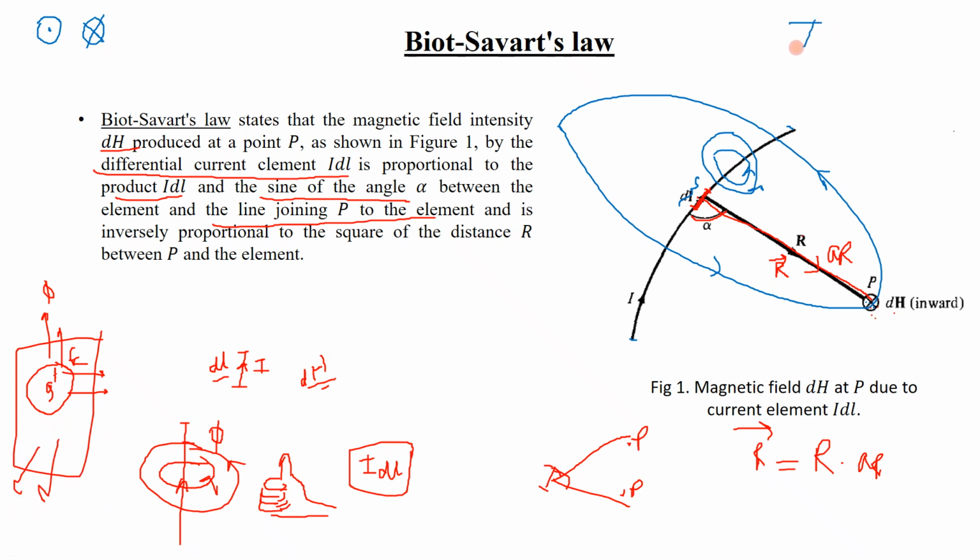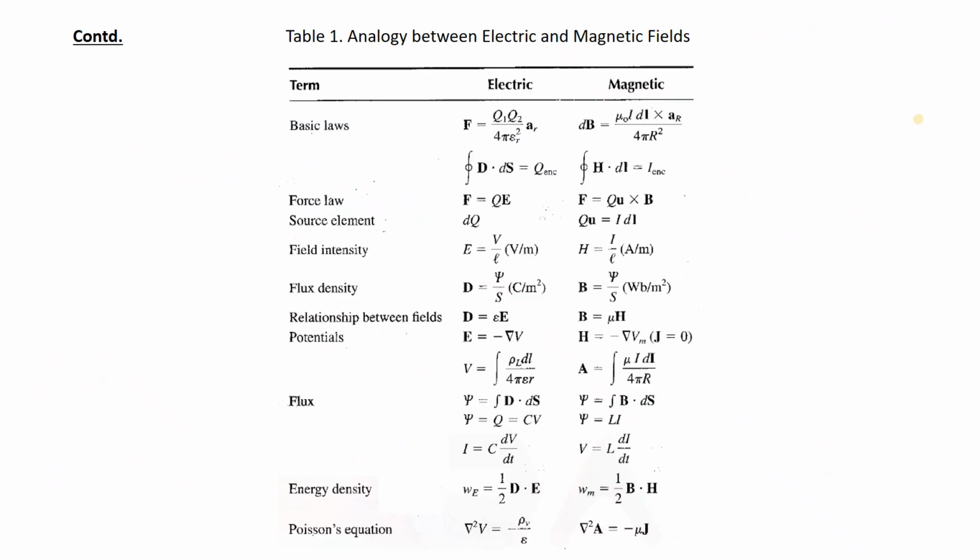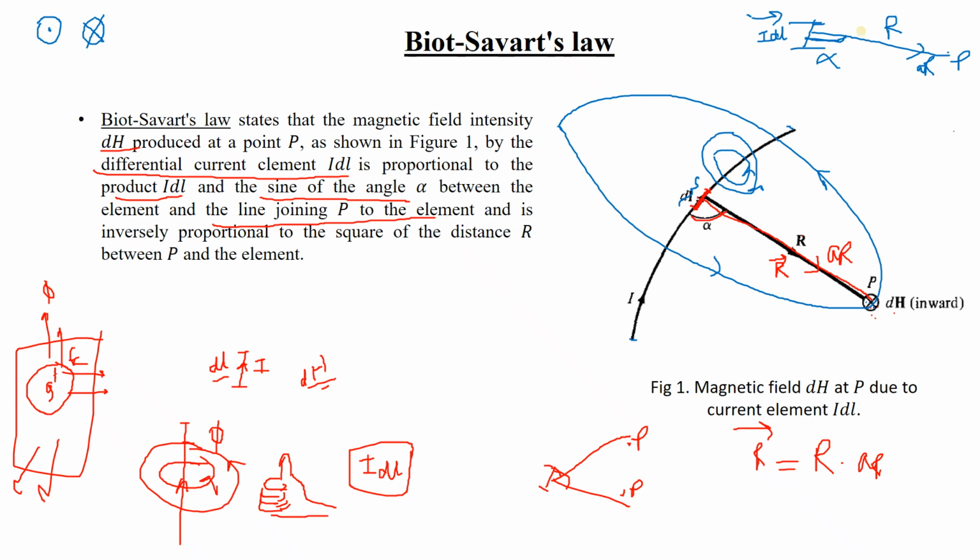If I represent it this way, we have a vector IDL, this small length, and there is a point P over here, and it is making some angle alpha with respect to point P, and the length is r, the mod value. The unit vector is aR, and this is itself a vector. So this is one vector, this is another vector. Both vectors are making an angle alpha with respect to each other, just like A and B are making some angle theta with respect to each other. Here also IDL and R are making an angle alpha with respect to each other.